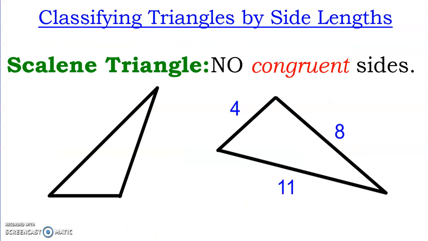And the third one is a scalene triangle where there are no congruent sides. So 4, 8, and 11, none of them are the same measure. And so we call this a scalene triangle. Also, this triangle has no congruent tick marks, so we call it scalene. Because there's nothing marked, it means none of the sides are the same length.